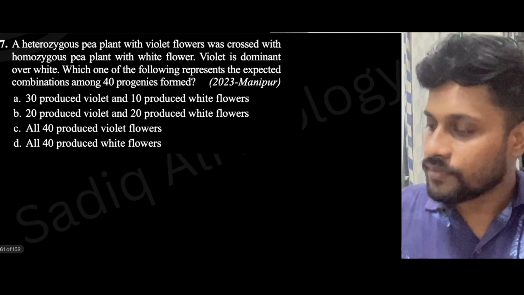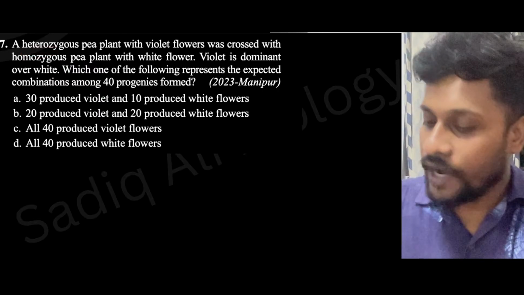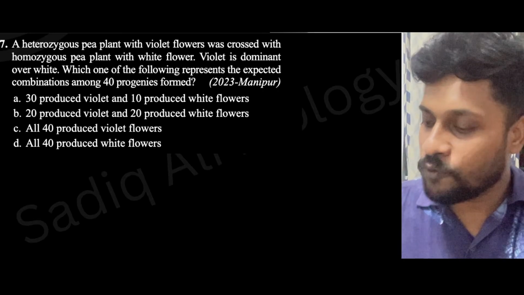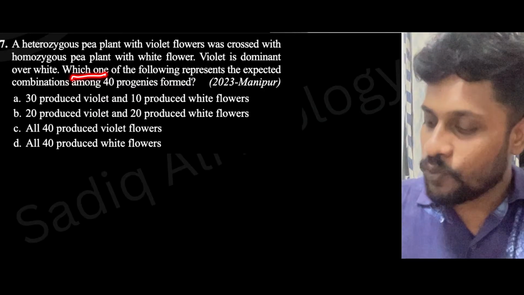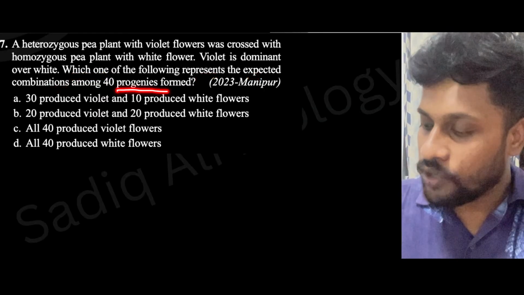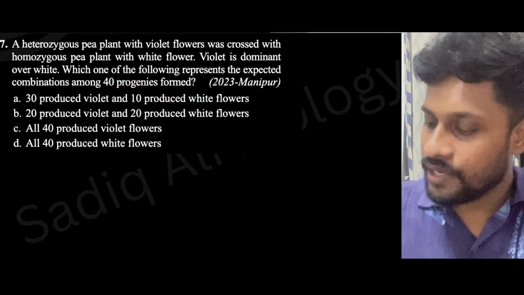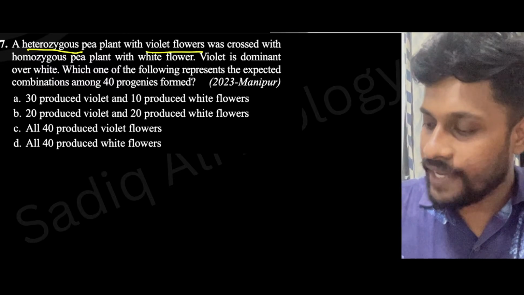Okay. Now, a heterozygous pea plant with the violet flowers was crossed with a homozygous pea plant with the white flower. Violet is dominant over white. Which one of the following represent the expected combination among 40 progenies formed? 2023 Manipur question. Let's see. Heterozygous pea plant, which means having violet flower.